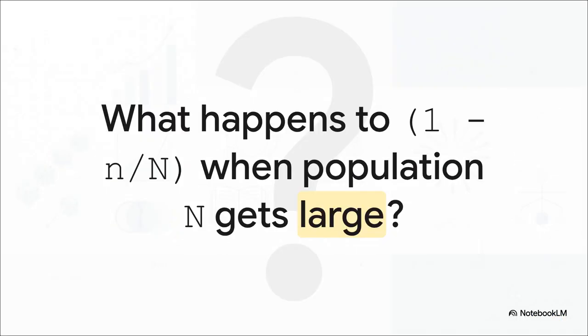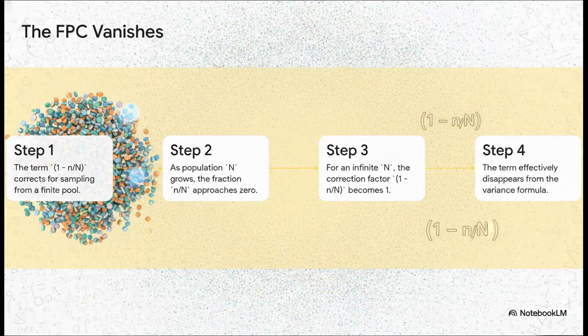Right, so this little piece right here, the 1 minus n over N part, that has a name. It's called the finite population correction factor. And it is the secret ingredient that connects all this to the kind of textbook statistics we all know. So what does this thing actually do? Well, it basically adjusts for the fact that when you're pulling from a small pool of items, every time you take one out, it changes the odds for the next pick.